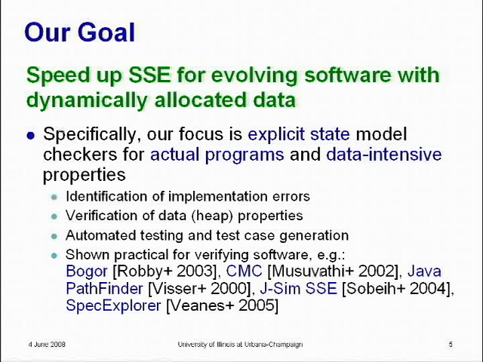Even more specifically, we wanted to focus on explicit state model checkers for actual programs and data-intensive properties. Here you can think of Java PathFinder, or JPF. That's where we did our implementation. These things are important because these kinds of tools are used nowadays. They're used to find bugs in real programs. They're also used to generate tests and so on. They've been shown practical in a number of situations. Here's just a partial list of some of these tools that people are actually using.